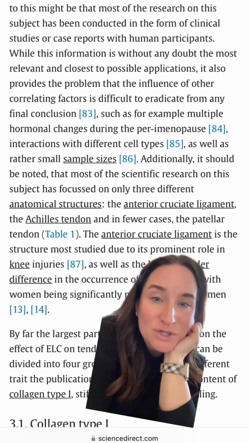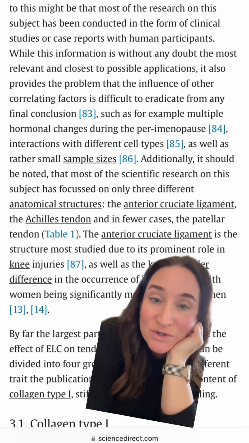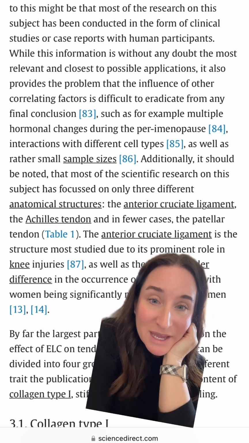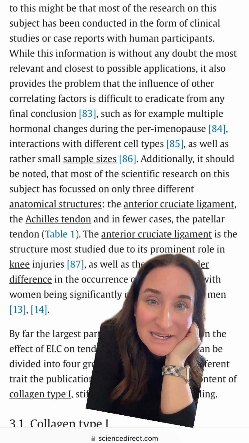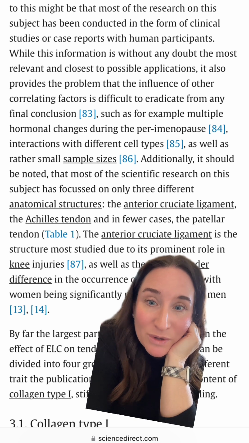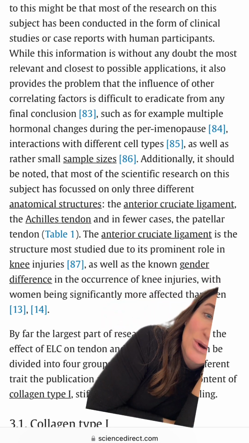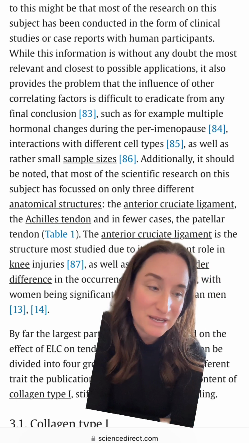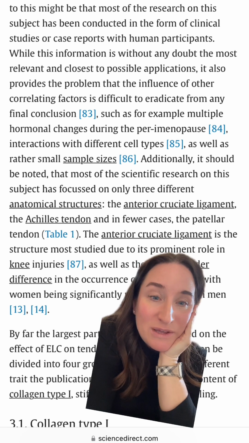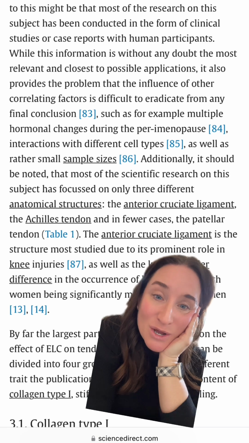In the structures researched for how estrogen affects tendons and connective tissue, the research in women is on three pretty distinct anatomical structures, and I know you know this: the anterior cruciate ligament, so the ACL, the Achilles tendon, and in fewer cases, the patellar tendon. The ACL is the structure most studied due to its prominent role in knee injuries in young female athletes, because we do value athletes, as well as the known gender difference in the occurrence of knee injuries, because women are more likely to tear their ACL and more likely to get hurt post-ovulation, and it's a whole thing. But what if we talked more about frozen shoulder, plantar fasciitis, all the itises?